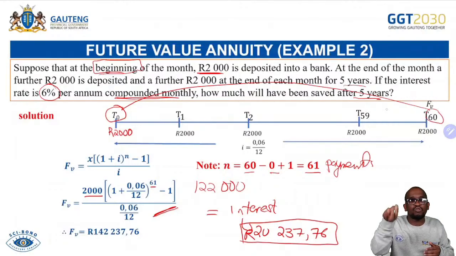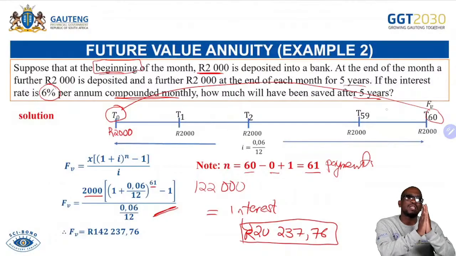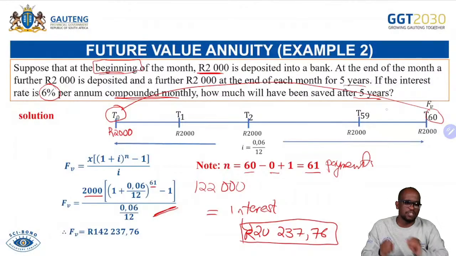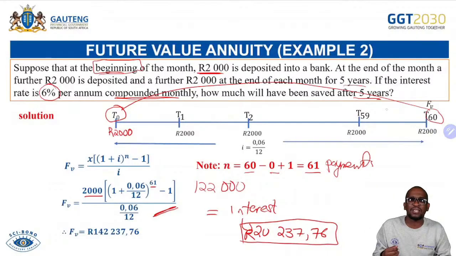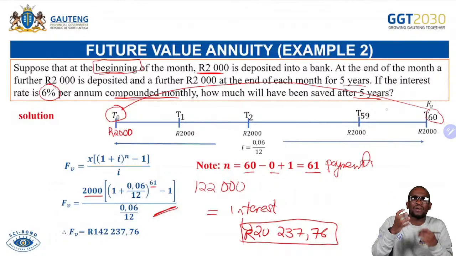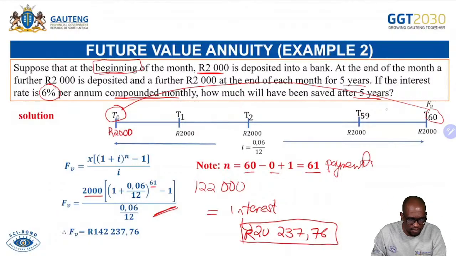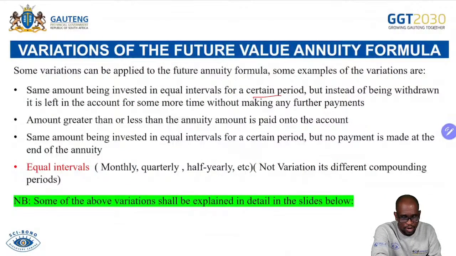So it continues to grow, but now it's no longer governed by what? By annuity, because the regularity of that payment has been removed. You are no longer paying that 2,000 every month. However, the money is still in the account. So it is still governed by compound interest, but it's not the future value. So you need to know how to work with it, all right? An amount greater than or less than the annuity is paid into the account, so you need to know how to deal with that as well.